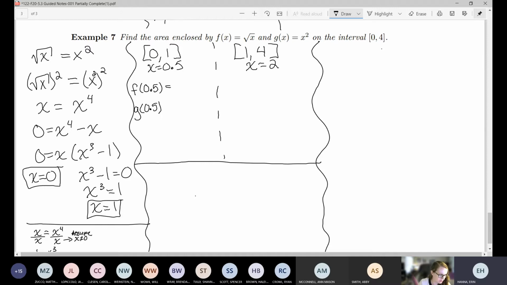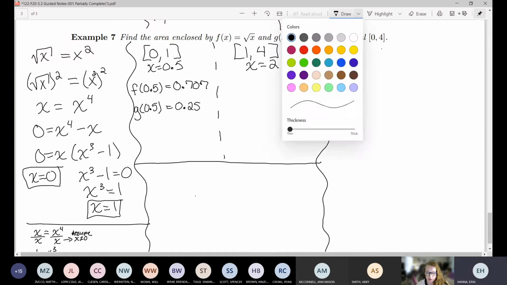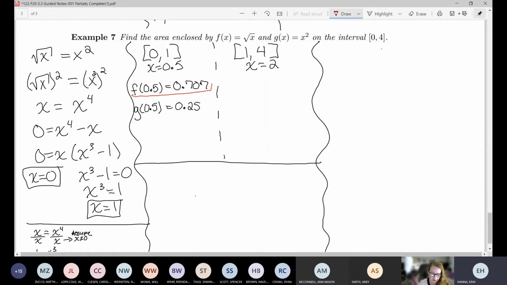So if I take the square root of 1/2, I'm going to get 0.707. And if I take 1/2 squared, I'm going to get 0.25. Which one of those two numbers is larger? 0.707. So that means for the first interval, my f of x, my square root of x, is on top.